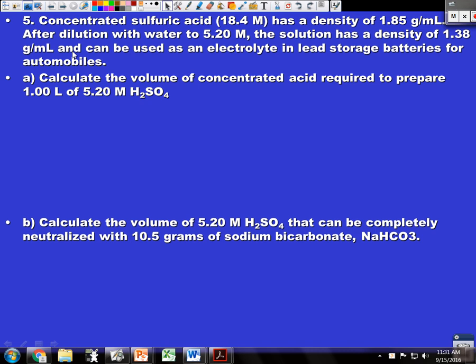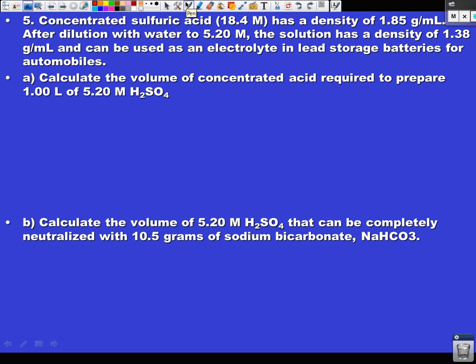So, here's what we need. We need to calculate the volume of the concentrated acid required to prepare 1 liter of the 5.2 molar sulfuric acid. So my question to you is, what's the question? Now, I like how you said that, Trevor. You said the volume of the stock. How do you know it's the stock? Because it says the concentrated solution. So you guys solve for V_S. Go ahead and solve for V_S, sir.